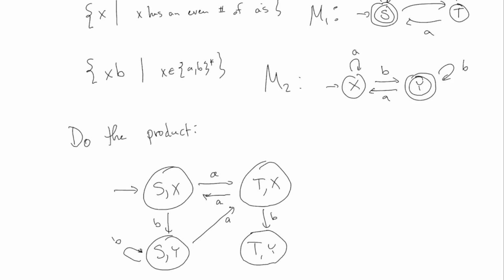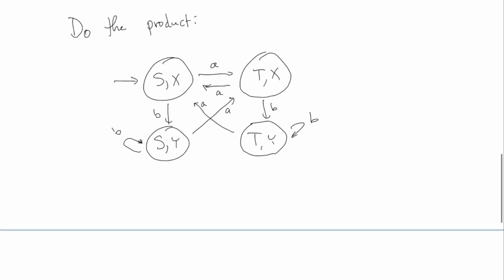And then finally, I need two edges from TY. With an A, T becomes S, Y becomes X, so this goes to SX with an A. Sorry, I had to cross the arrows. And then TY with a B, T becomes T, Y becomes Y. That's a loop here. There we go. I hope I did it right. It's easy to mess up a couple arrows here and there, but I think this is pretty good.